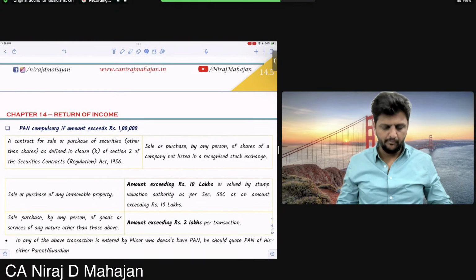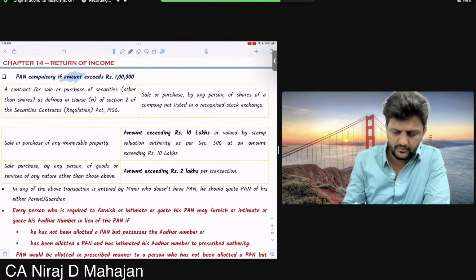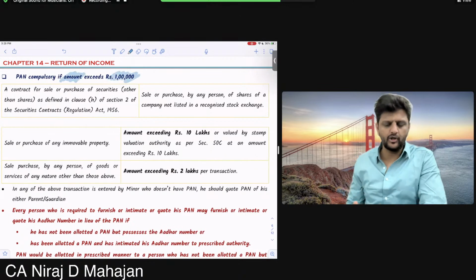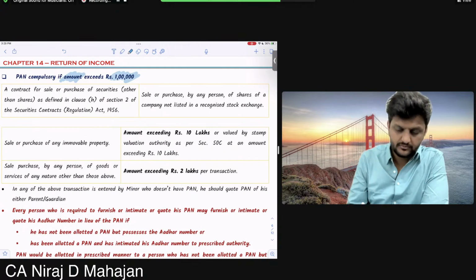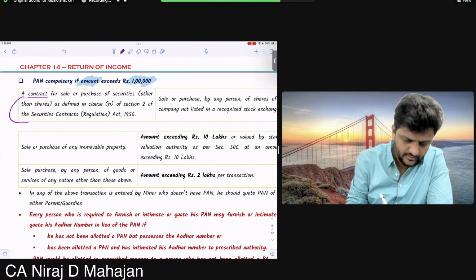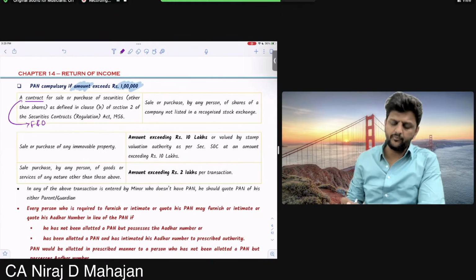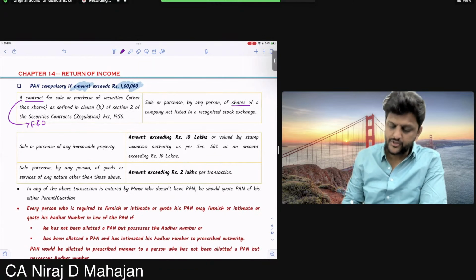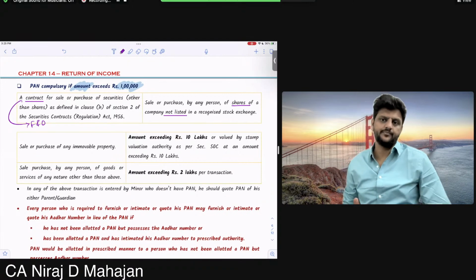PAN compulsory if amount exceeds 1 lakh. Amount exceeds 1 lakh. A contract for sale or purchase of securities. Okay. Other than shares, contract, F&O, futures and options बच्चों, है ना? F&O, futures and options. Then sale or purchase by any person of shares which are not listed in a recognized stock exchange, with the amount which exceeds 1 lakh. है ना? 1 lakh.